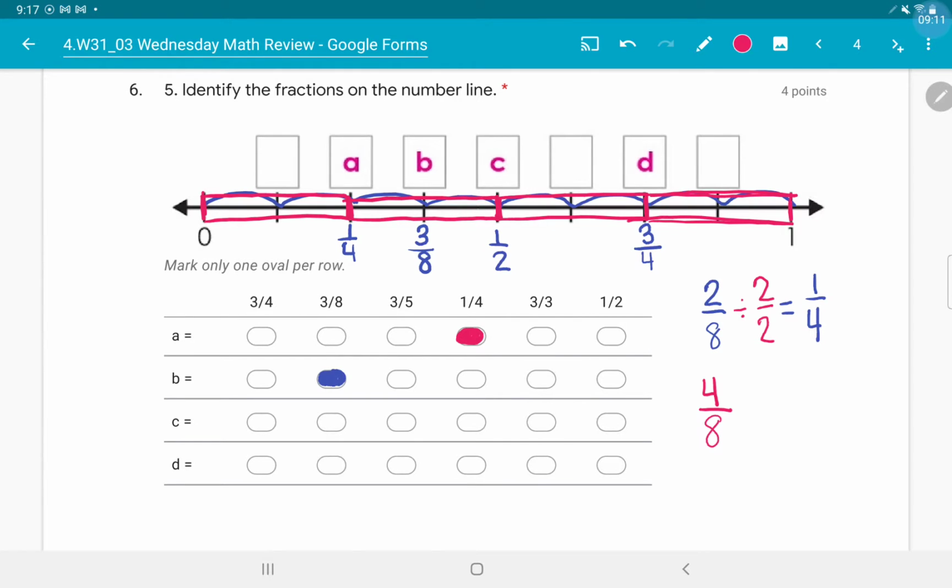Could I do 4 divided by 4 to get 1? And 8 divided by 4 to get 2? Yeah. Yes, so that proves that 4/8 is equal to 1/2.